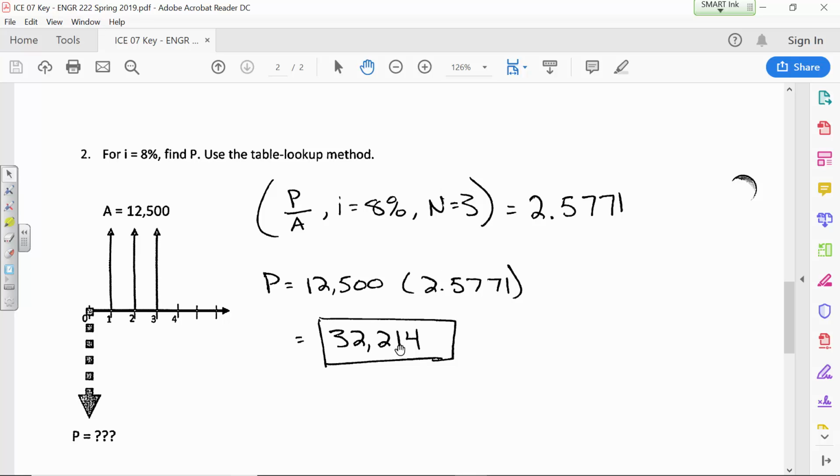And again, you can see that the answer has been rounded off to as many digits as we have in the factor. This factor had 5, rather than the last one only had 4. So this factor, 2.5771, that's 5 numbers. So 1, 2, 3, 4, 5, 32,214. So I wouldn't say 213 and 85 cents or whatever the calculator is saying, because anytime you write those extra digits, it's like you're claiming that's the precision and accuracy of your calculations. But in this case, we don't have that degree of accuracy. We can only quote it to the nearest dollar because of the factor.